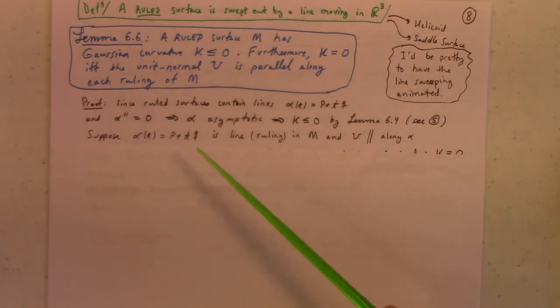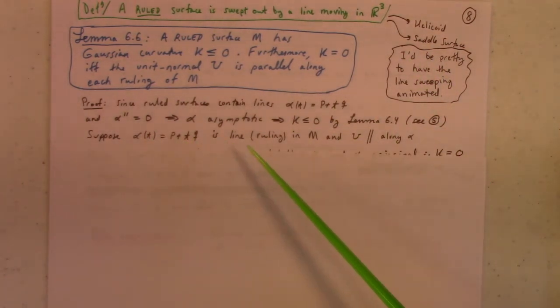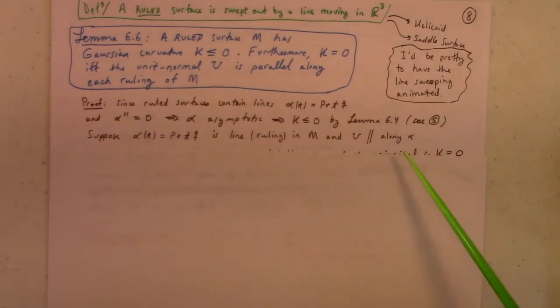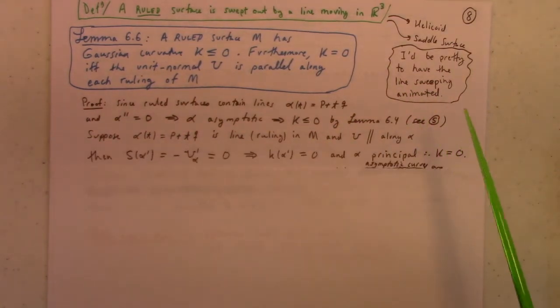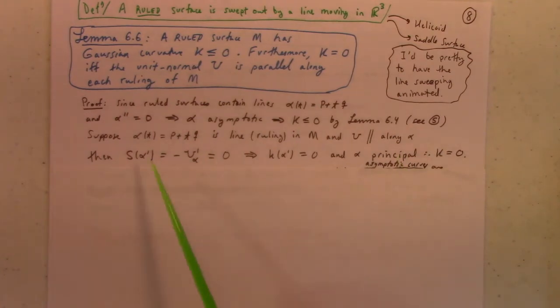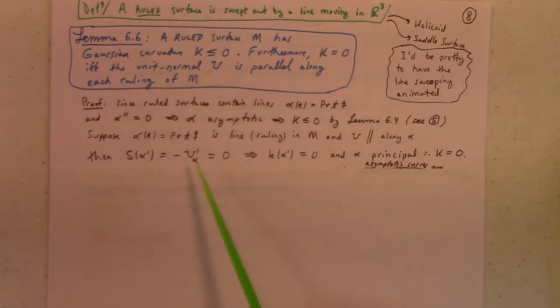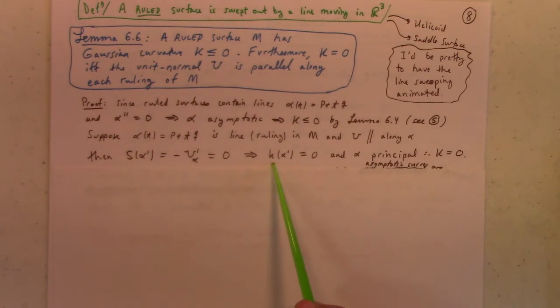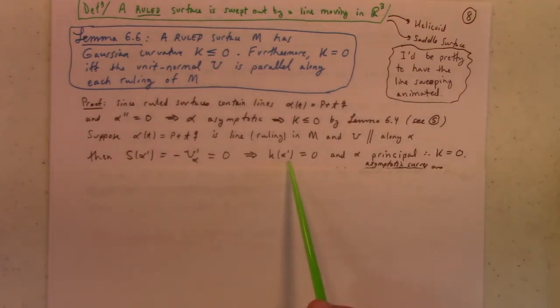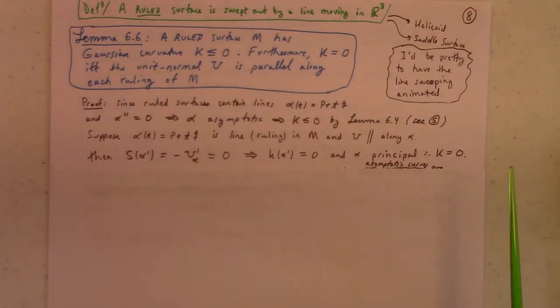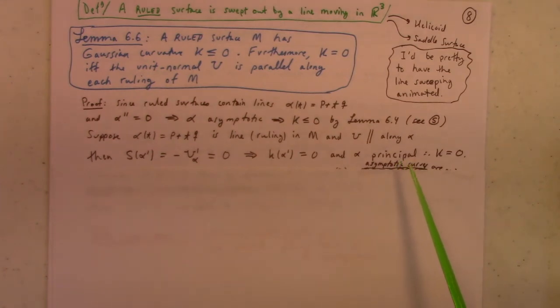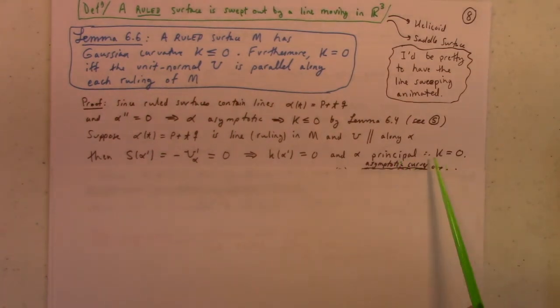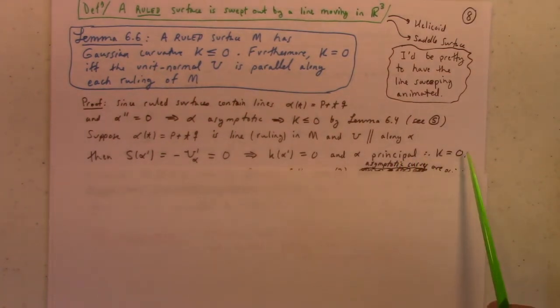So suppose you have a line which is a ruling in M, which is parallel along the curve alpha. Then, of course, the shape operator in the direction of the velocity of the curve is minus the derivative of the unit normal along the curve. But that says that the normal curvature in the alpha prime direction is equal to zero. Consequently, alpha is principal, and the Gaussian curvature is zero.